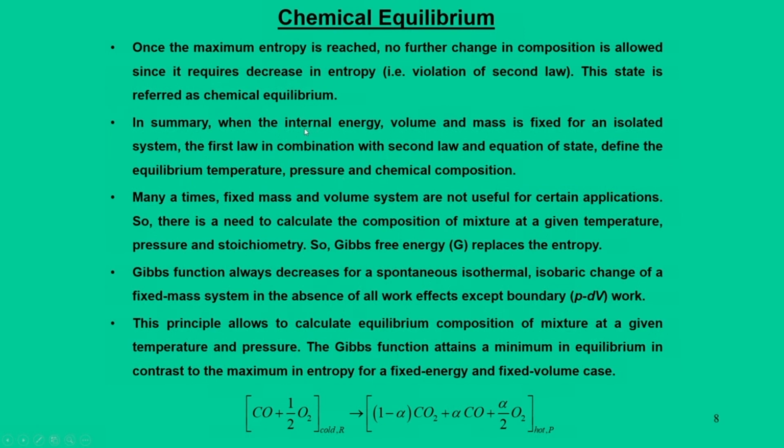But many times the information about volume or mass is not known, and rather we have fixed temperature, pressure and stoichiometry. Then people use the Gibbs function, or Gibbs free energy, in place of entropy. The message remains the same: the Gibbs function always decreases for a spontaneous isothermal, isobaric change of a fixed mass system in the absence of all work effects except boundary work. This principle allows us to calculate the equilibrium composition of a mixture at a given pressure and temperature.